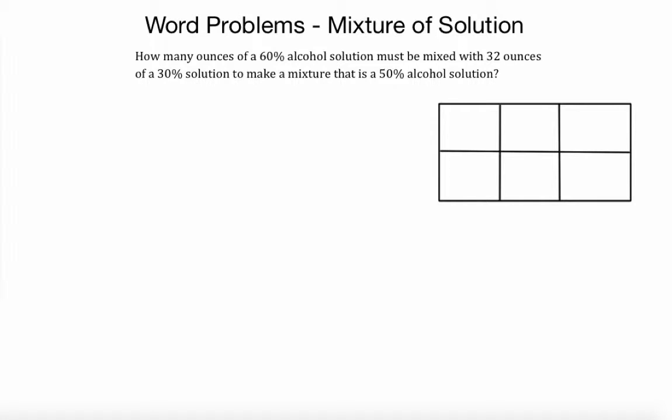We have: how many ounces of a 60% alcohol solution must be mixed with 32 ounces of a 30% solution to make a mixture that is 50% alcohol solution? All right, so what is our question? We're trying to find how many ounces of a 60% alcohol solution. That's what we're trying to find.